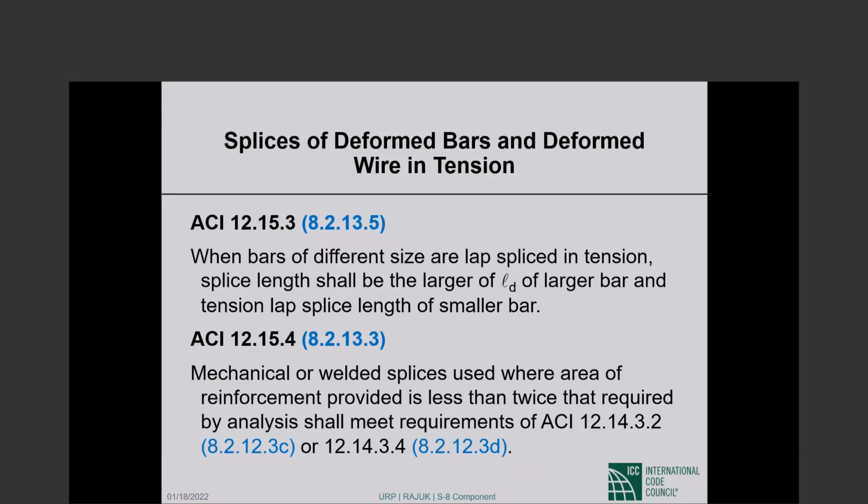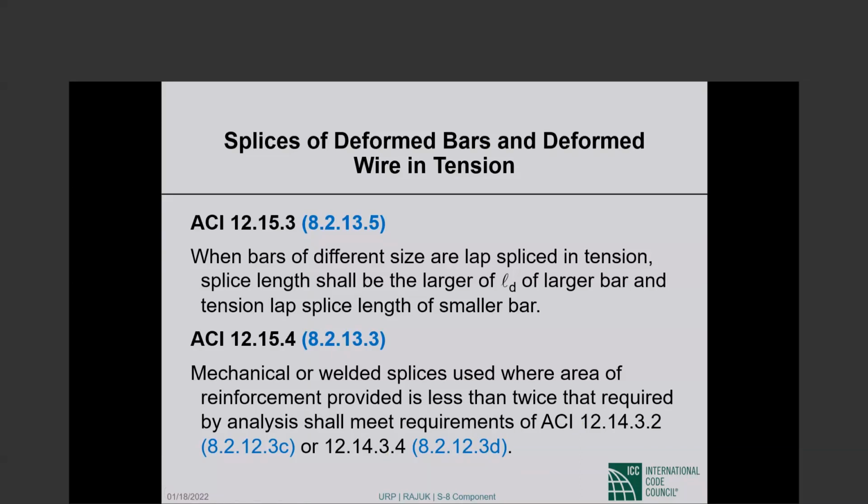Okay. Mechanical or welded splices used where area of reinforcement provided is less than twice that required by analysis shall meet requirements of 12.14.3.2, etc. So what this is saying is that if you're going to use mechanical or welded splices where area of reinforcement provided is less than twice that required by analysis, then you have to go for full welded or full mechanical splice. Those less than full splices will not do. Okay, that's what those two sections are: full mechanical splice, full welded splice.